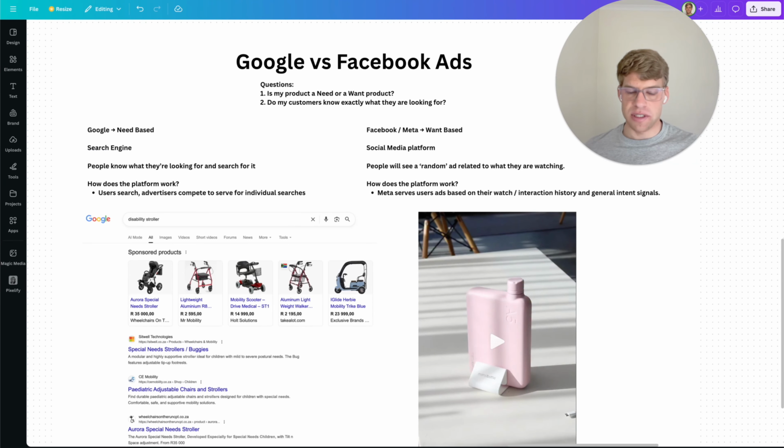Hi there. If you're getting started in the paid ads space and you're trying to decide whether to spend your first dollars on Google or Facebook ads, here are a couple points that should hopefully help clear up that decision.